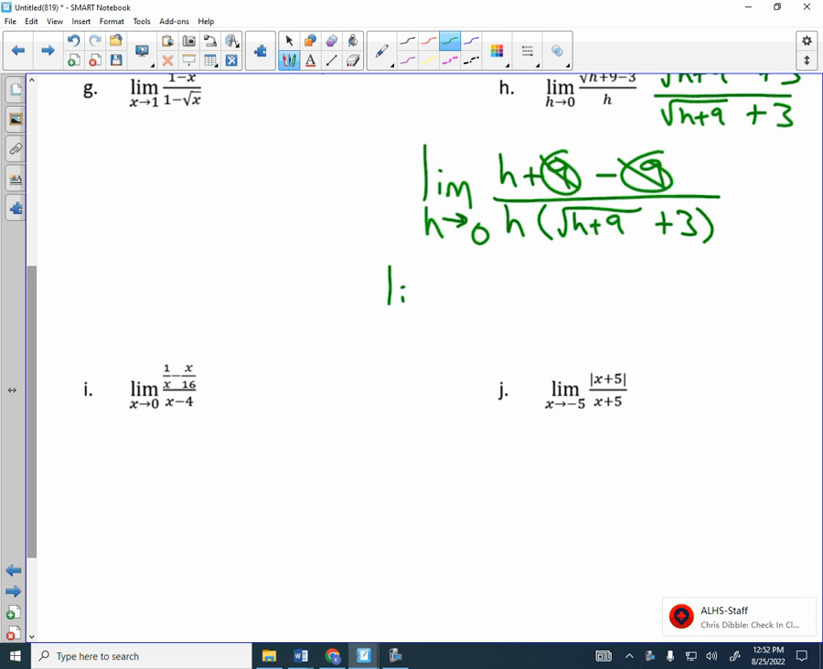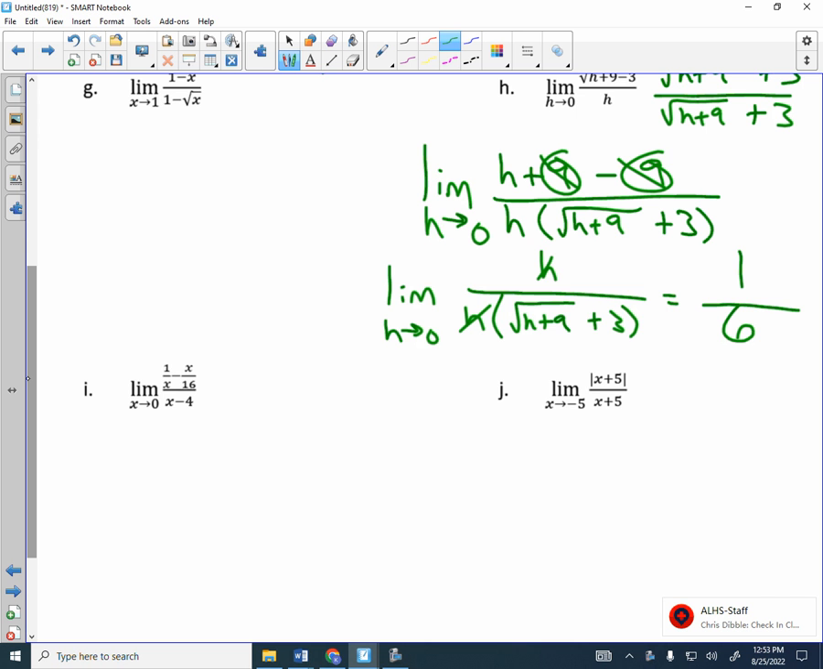So those go away. So then I've got the limit as h goes to 0 of h over h times that quantity, the square root of h plus 9 plus 3. Now what happens? The h's cancel. Can I plug in the 0 now? What's in the top? 1. So I've got 1 in the top, and then in the bottom, I plug in 0. 0 plus 9? Square root? Plus 3? 6. The limit's 1/6.